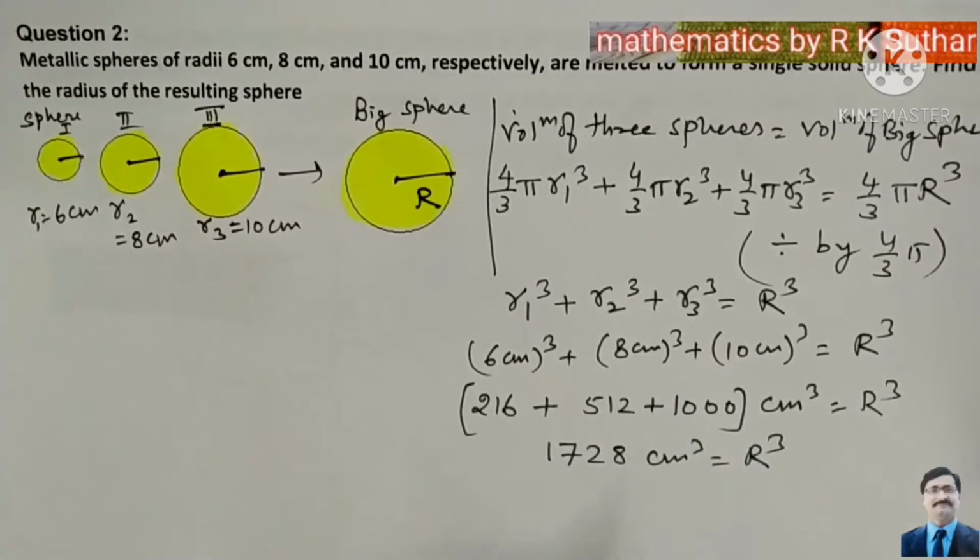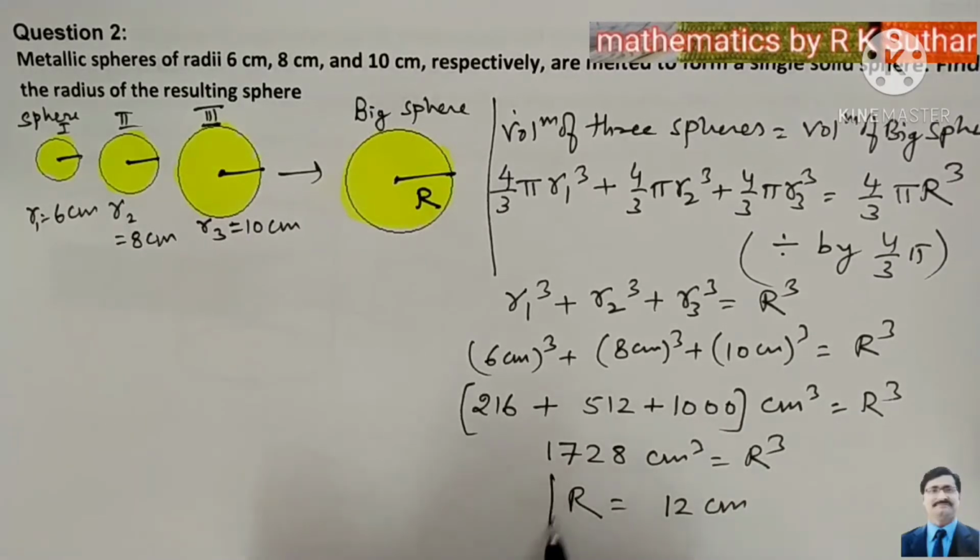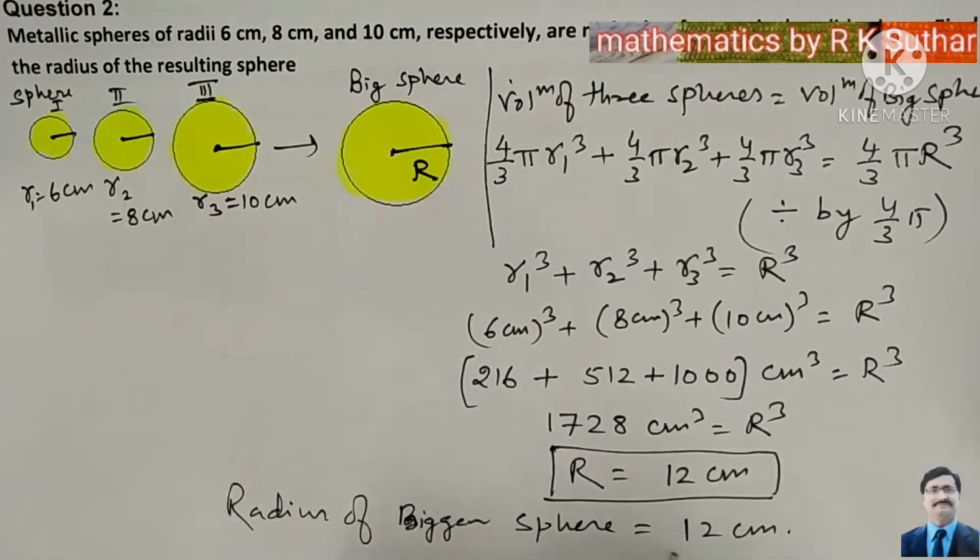So we have to take the cube root of this. So we get R equal to 12 centimeter. So the radius of the bigger sphere is 12 centimeter. So we can all understand this.